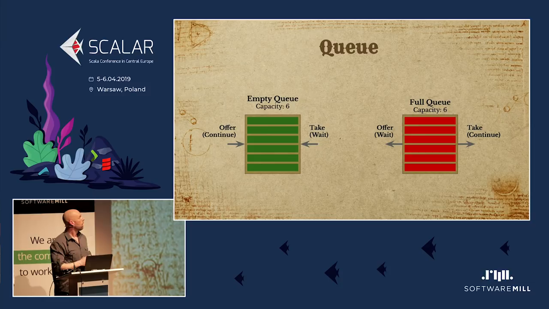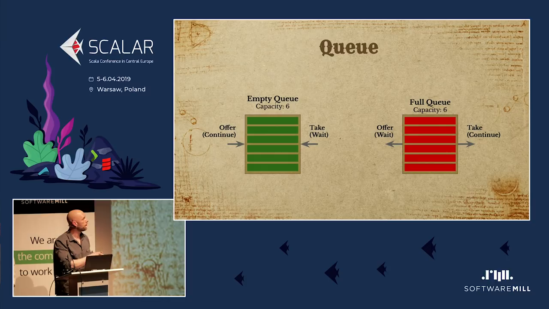A doubly back-pressured queue has the following properties. If the queue is totally empty, then if you call take on it, you have to wait. You'll be suspended until someone puts something in the queue for you to take. And on the flip side, if the queue is totally full and you call offer to put something in the queue, well, you're going to have to wait too. You'll actually be suspended until there's room in the queue for you to put your stuff in.